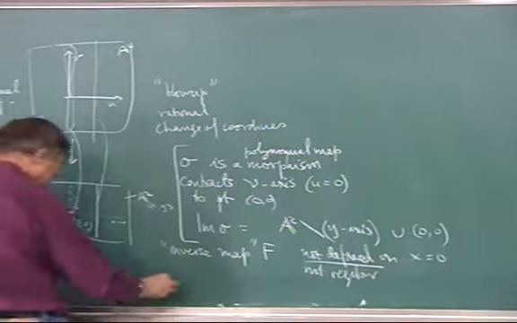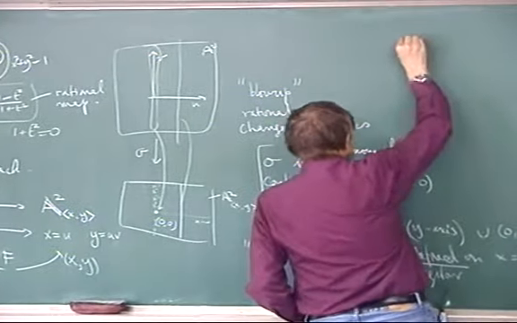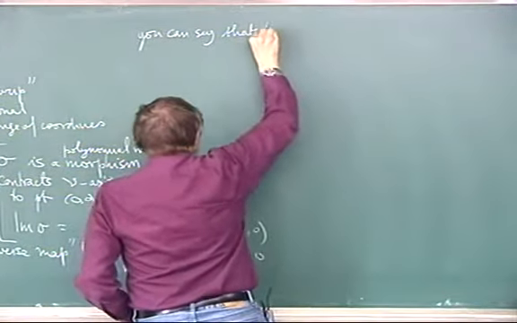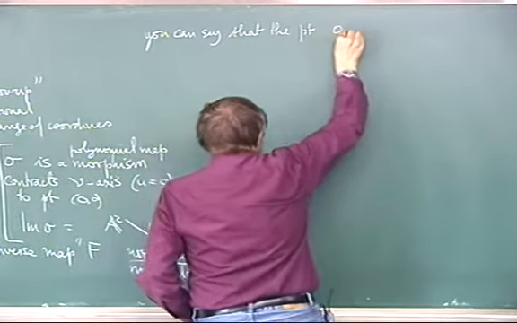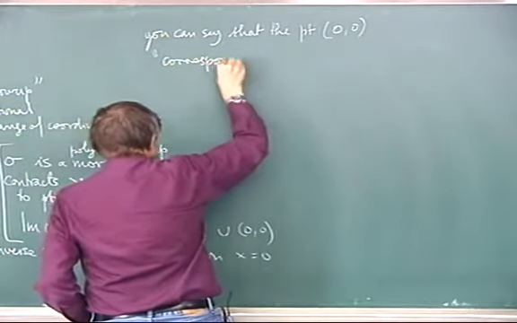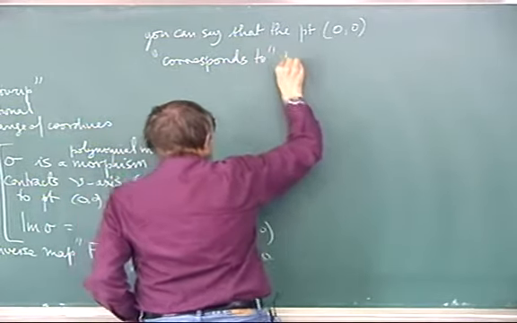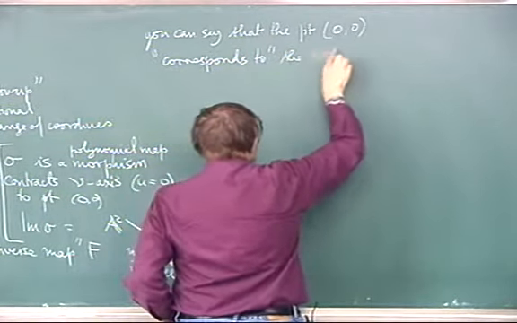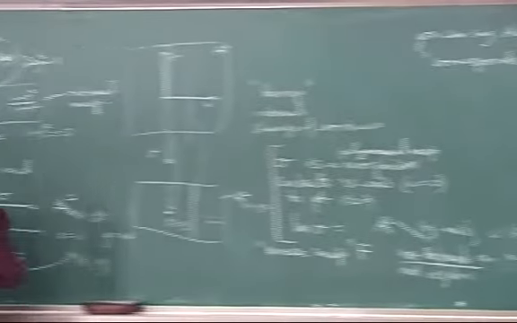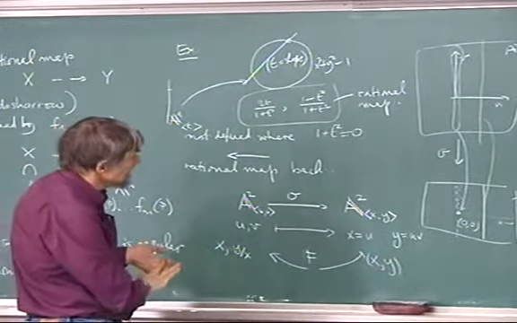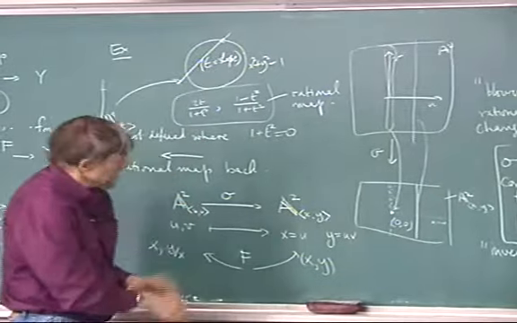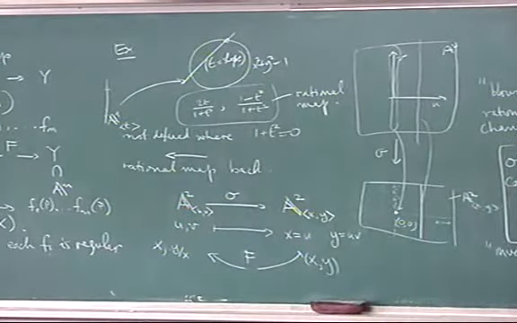So you can say that the point 0, 0 corresponds to the line, the y-axis. If you want to think of this not as a map, but as a correspondence, as a graph between two sets, then you can perhaps think of this point together with the whole of that line. Anyway, that's not very satisfactory. This correspondence doesn't mean anything.